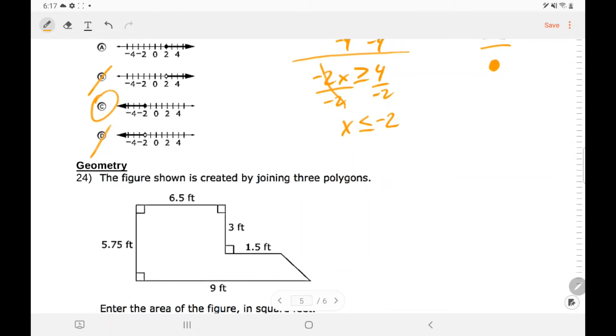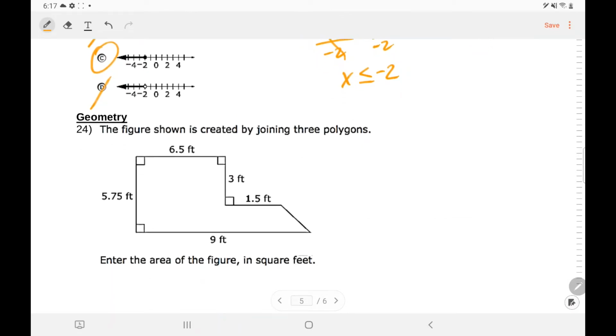Now on to the geometry. The figure shown is created by joining 3 polygons. Enter the area of the figure in square feet. Okay, so it mentions 3 polygons. I see a rectangle, I see another rectangle, and I see a triangle.